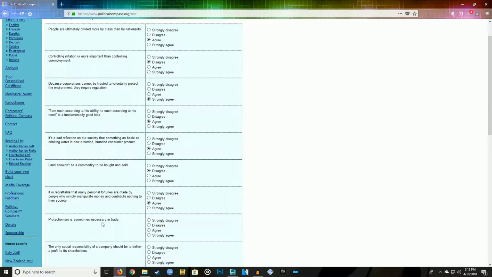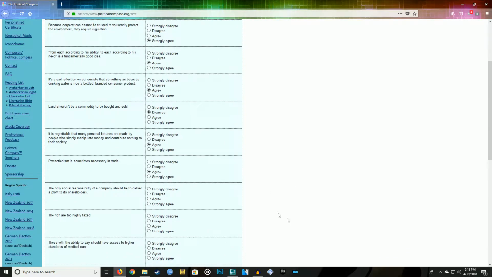Protectionism is sometimes necessary in trade. I would agree with that. I think that there might be certain scenarios where protectionism would work in trade. I don't know specifically what those would be. I guess it just depends on what you're trading and all the laws for that and everything.